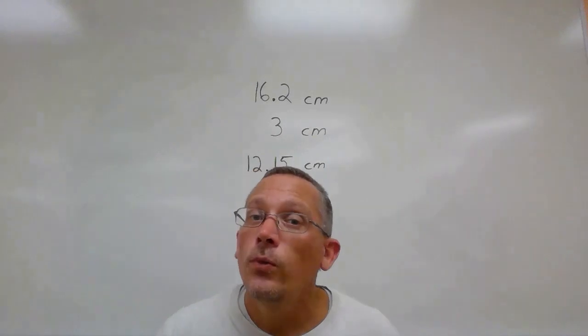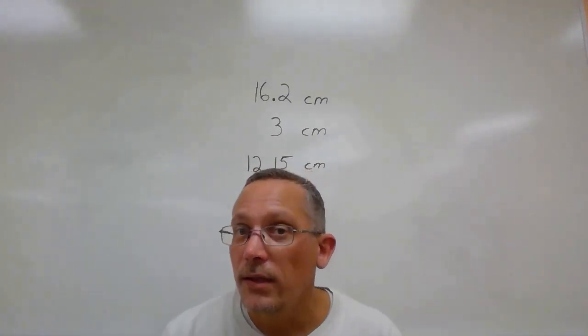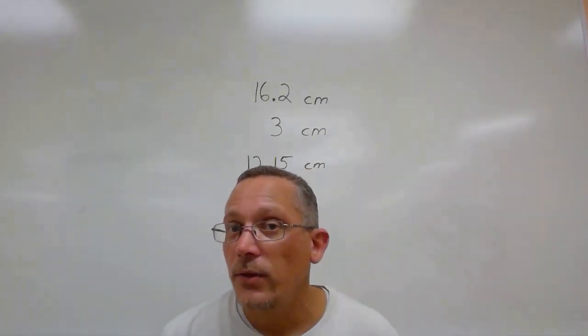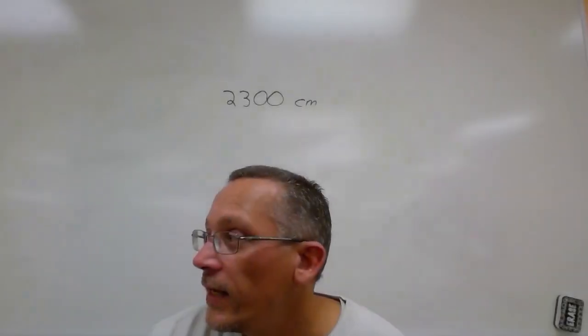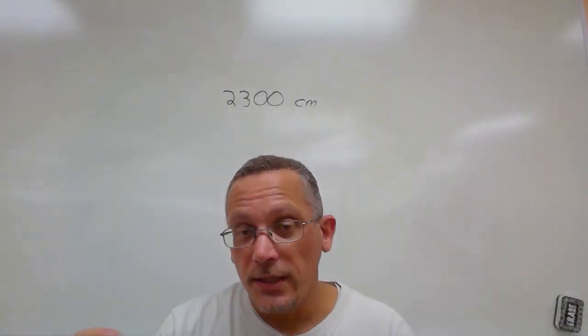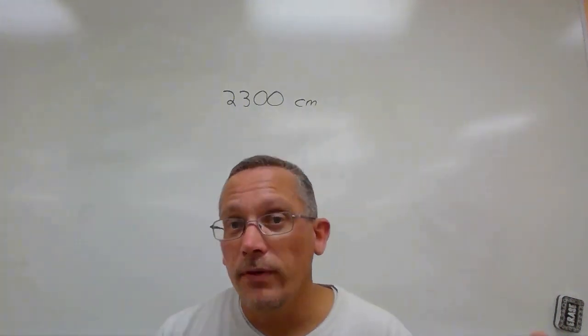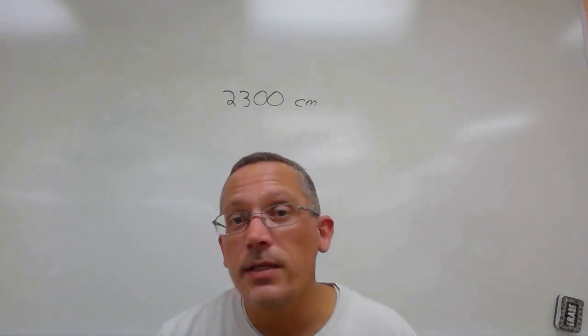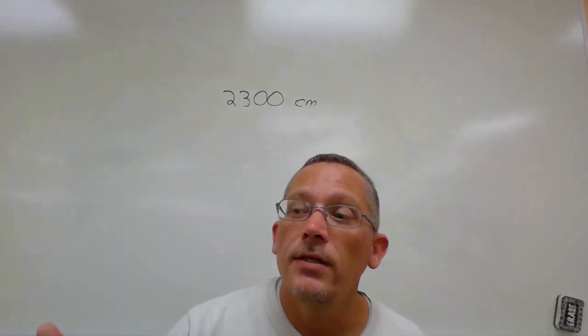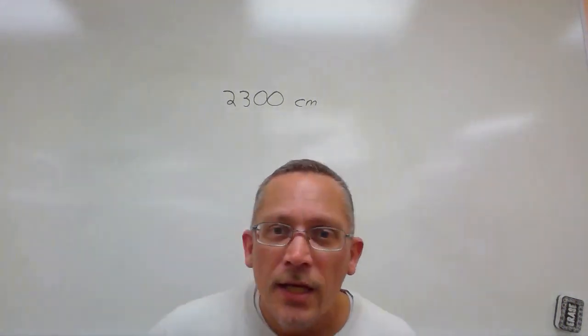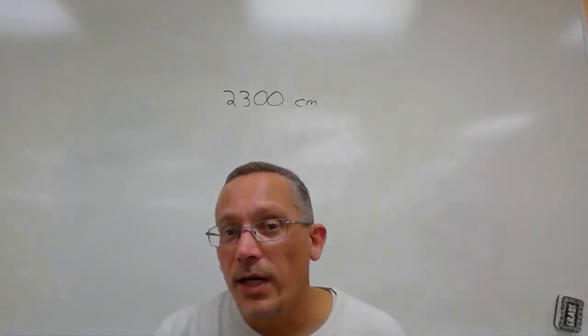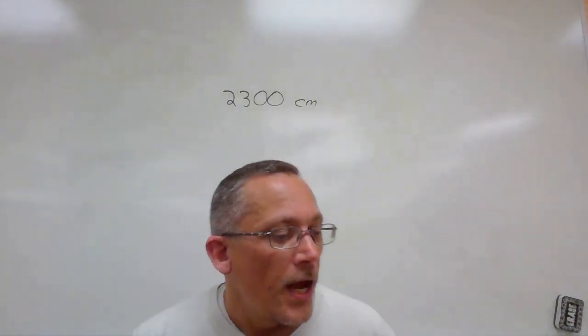Okay, in the first step, we need to understand something called significant digits. So let's go ahead and talk about significant digits. Now here's the thing. Significant digits, sometimes also called significant figures. The two terms are interchangeable. I might say significant digit, I might say significant figure. They mean the same thing. Interchangeable terms. Okay, consider this measurement right here, 2,300 centimeters.